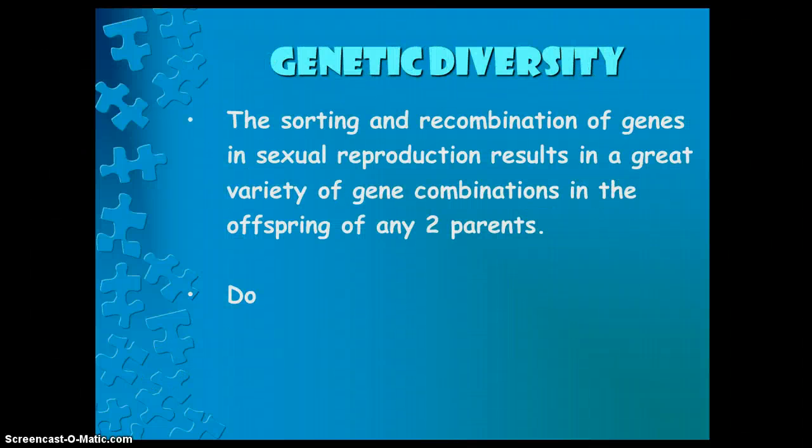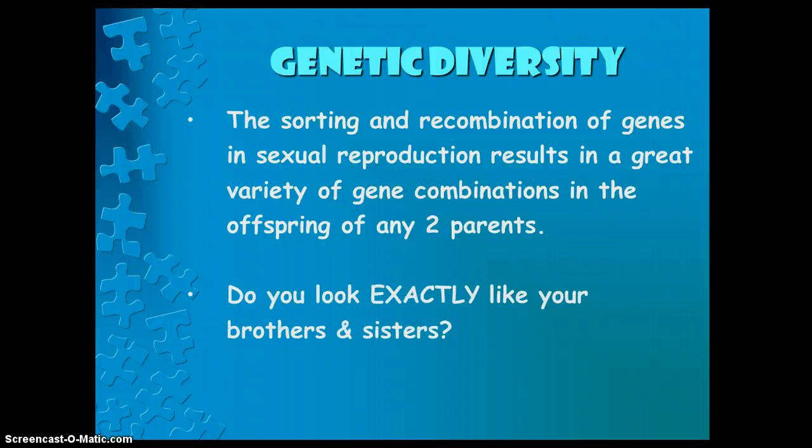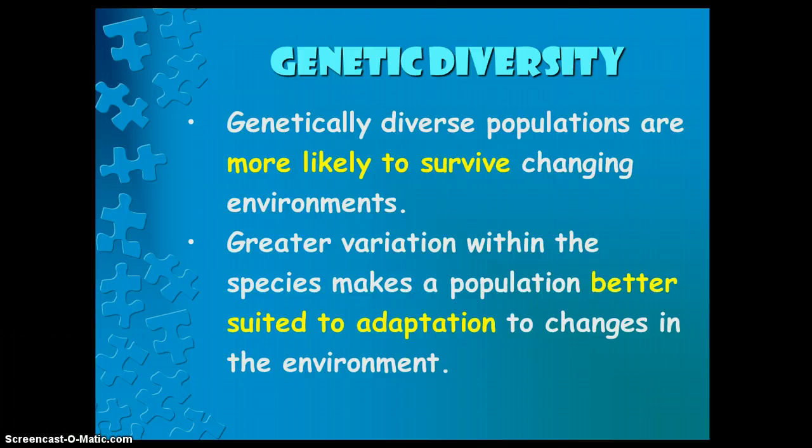Okay, so now we're going to talk about genetic diversity. This is the sorting and recombination of genes in sexual reproduction that results in a great variety of gene combinations in the offspring of two parents. Do you look exactly like your brothers and sisters? So, because of the recombination of genes that occurs during meiosis, we have genetic diversity.